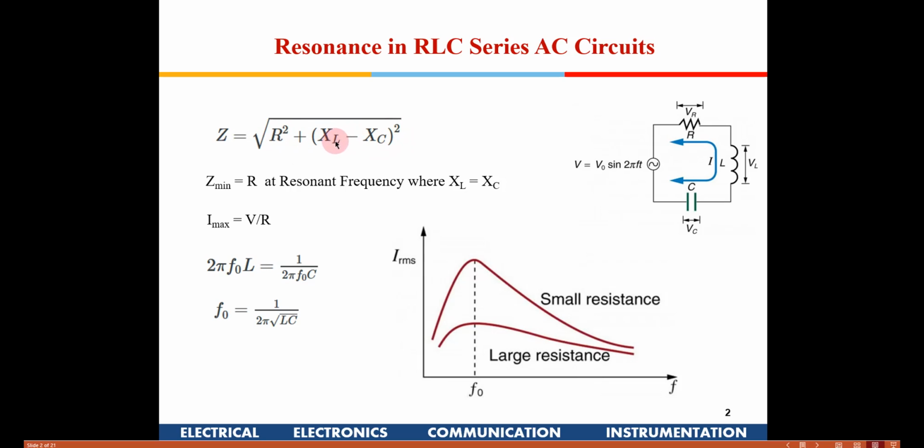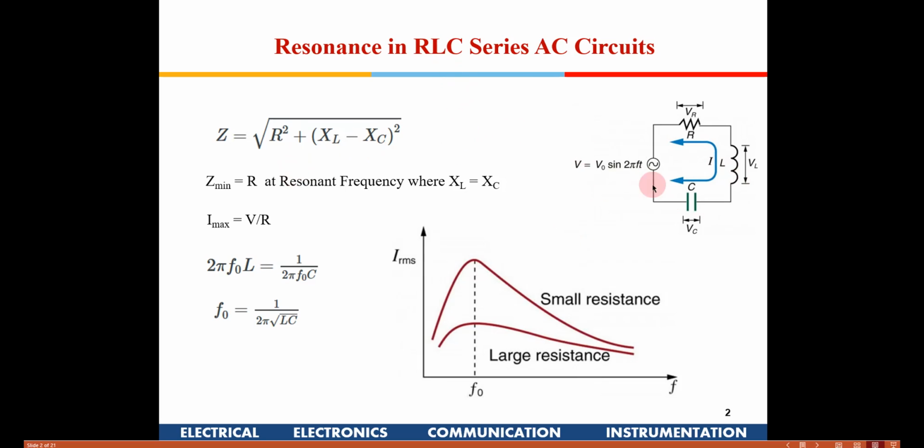We know that XL and XC are frequency dependent components. XL is L omega and XC is 1 by C omega. So there is a possibility that for a particular frequency these two can become equal and cancel out each other. That is known as resonance.